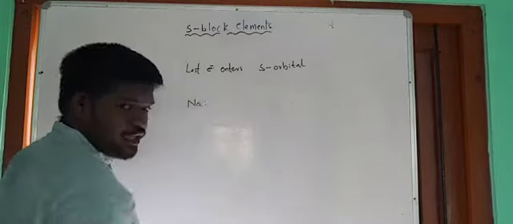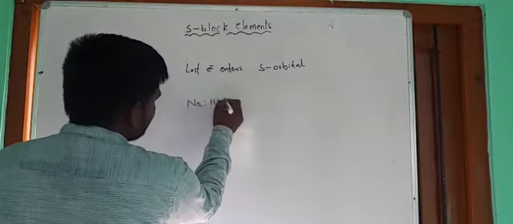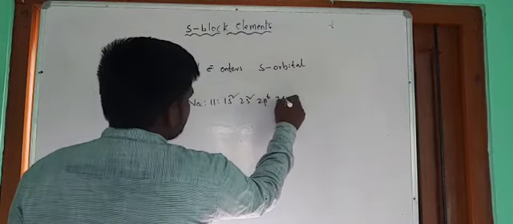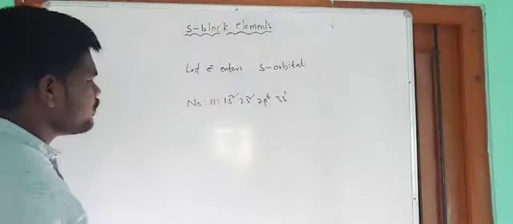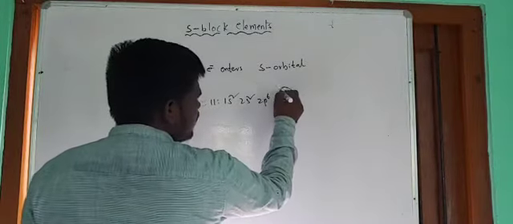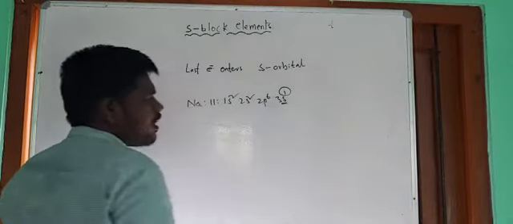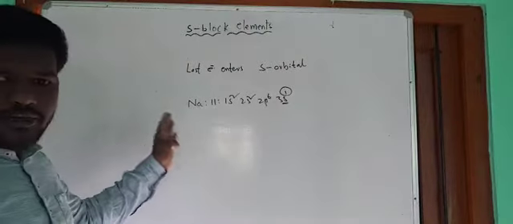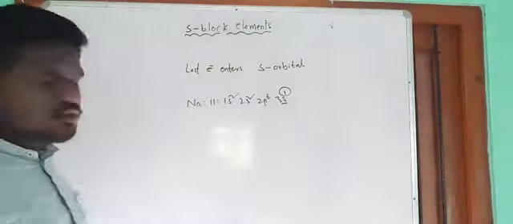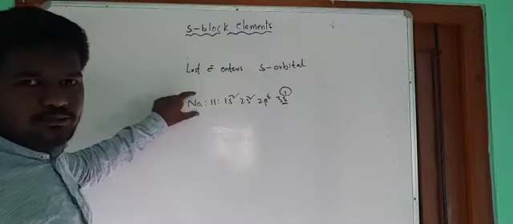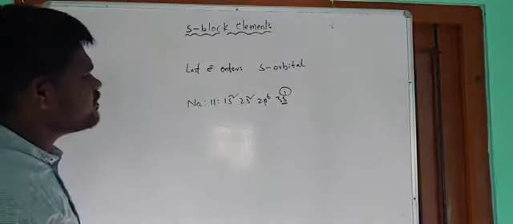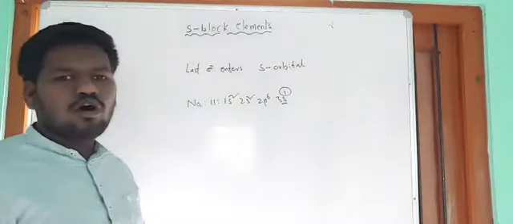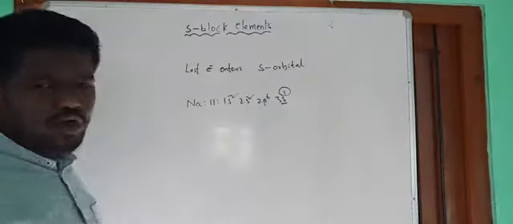Write sodium, atomic number 11, electronic configuration 1s2, 2s2, 2p6 and 3s1. Right? Now you see guys, this is the last electron. You see this one is present in the S orbital or S subshell. So this element belongs to the S block. Like that, the elements in which the last electron enters the S orbital or S subshell are all placed in the S block.